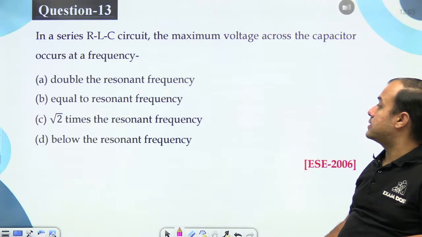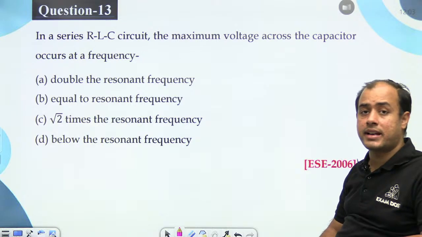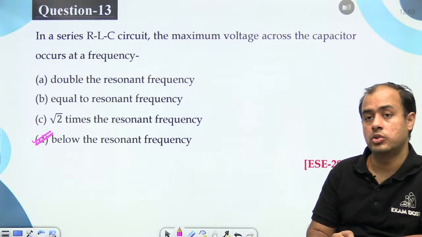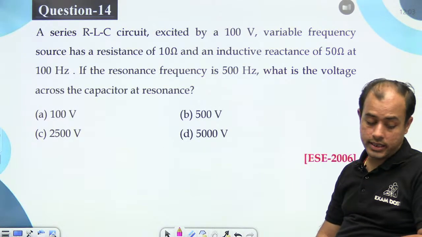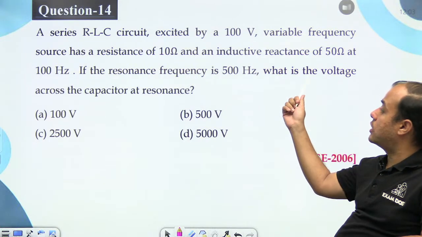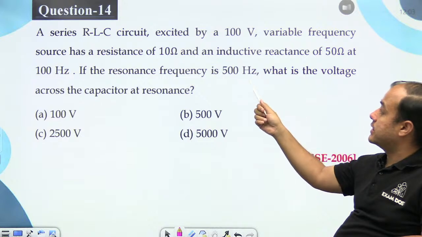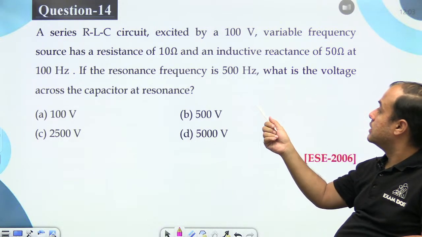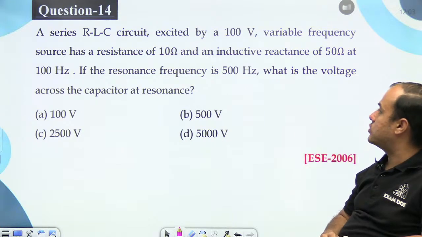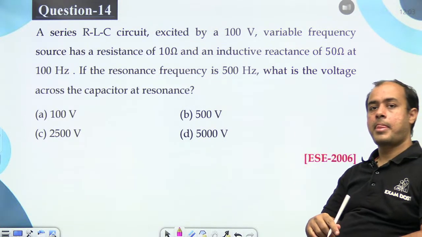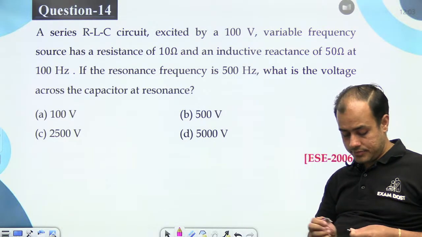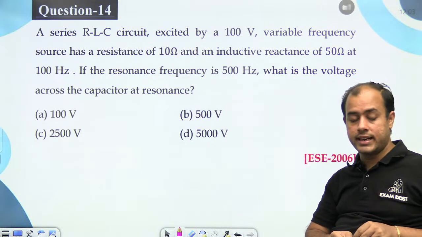इन अ सीरीज RLC सर्किट द मैक्सिमम वोल्टेज अक्रॉस कैपेसिटर ऑकर्स एट अ फ्रीक्वेंसी, I just now told you, below the resonance frequency. A series RLC circuit excited by a 100 volt variable frequency source has a resistance 10 ohm, reactance 50 ohm. If the resonance frequency is 500 Hz, what is the capacitor voltage at resonance? बताइए.